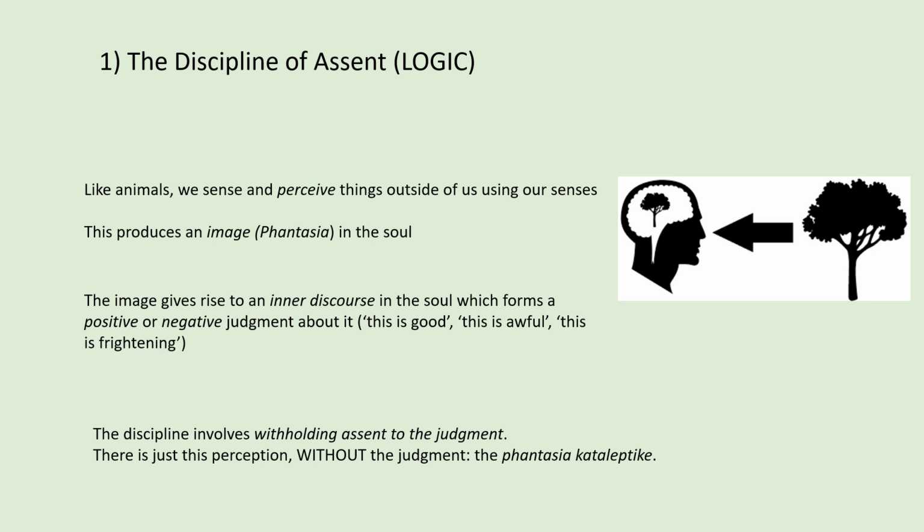So as we saw, we see our friend not waving and we say, this is awful, this is frightening, this is terrible. So we form a judgment about the image that we see on the basis of perception, hearing, or however else we sense and perceive. So the discipline here involves withholding assent to the judgment. Here we've got to recognize there is just this perception, and the judgment is added by us. And when we notice that, we can begin to withhold the judgment. And so when we just have the perception, the Stoics call this the fantasia cataleptike.